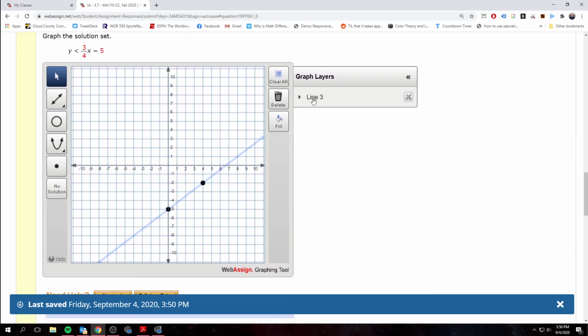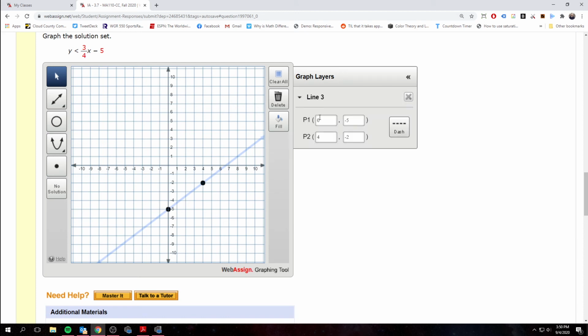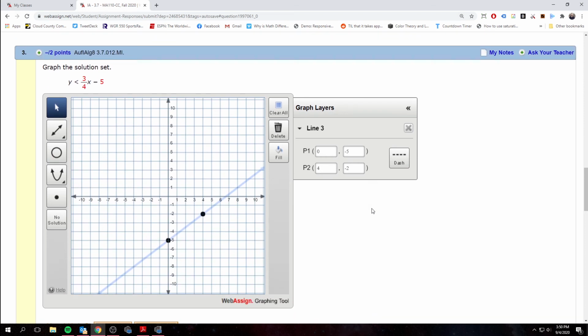Ignore this stuff. I know it says line 1, line 2, line 3. As long as you have one line and the 2 points that they illustrate, it's fine. So here is the thing.